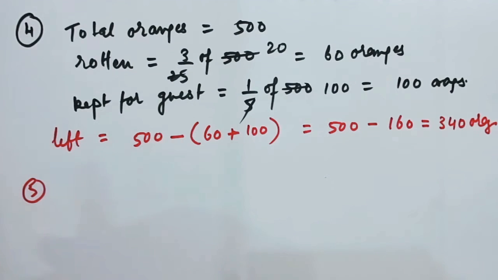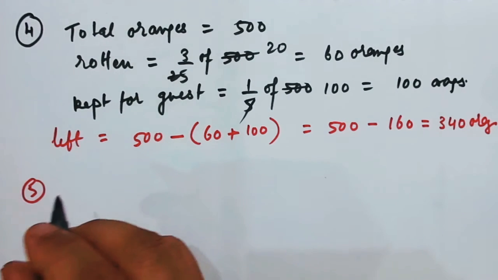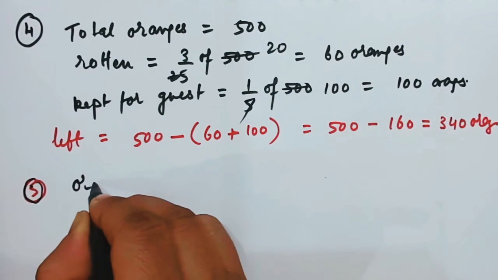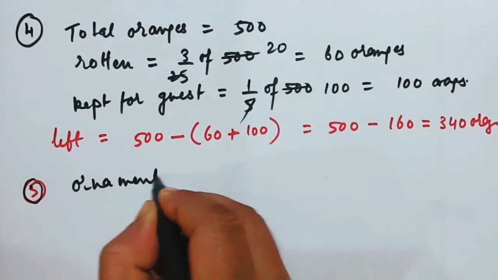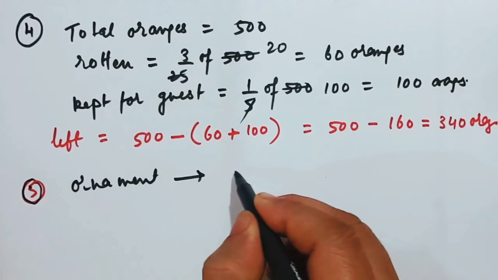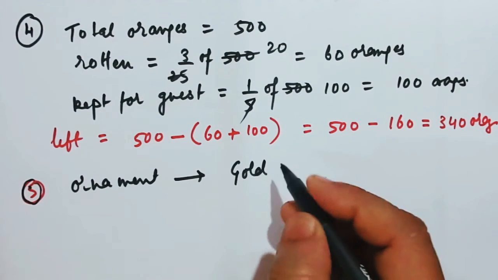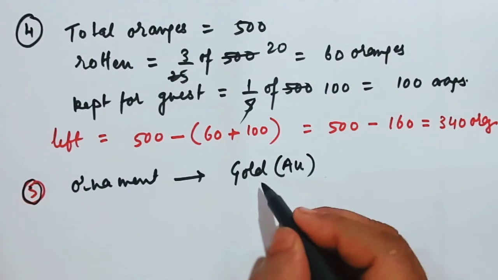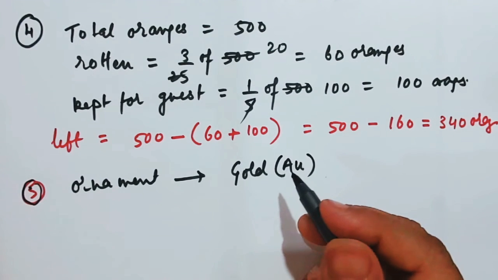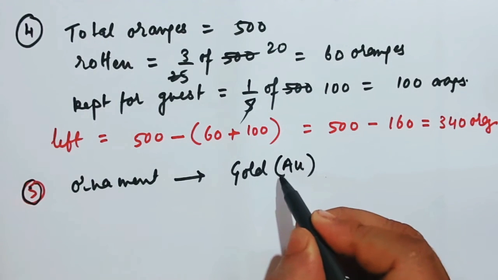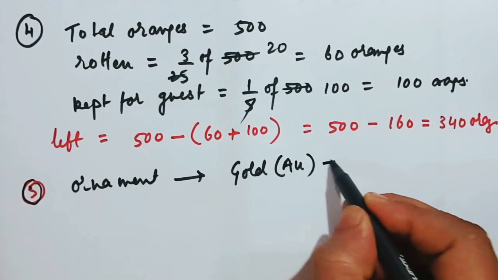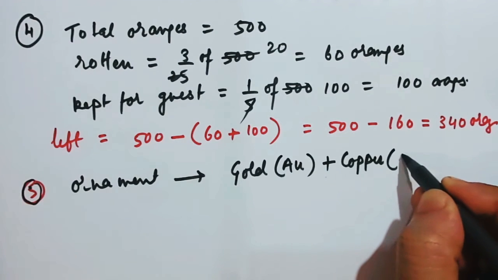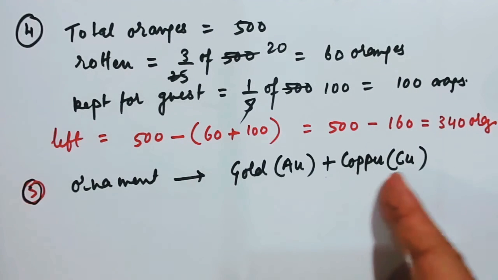Number 5. Come to number 5. An ornament piece is made of copper and gold. So this ornament is made of gold. Okay. Its chemical formula is Au, Aurum. Whenever you write its chemical formula, the first letter should be a capital letter and the second one should be a small letter, plus copper. Okay, copper again Cu, capital letter and small letter.